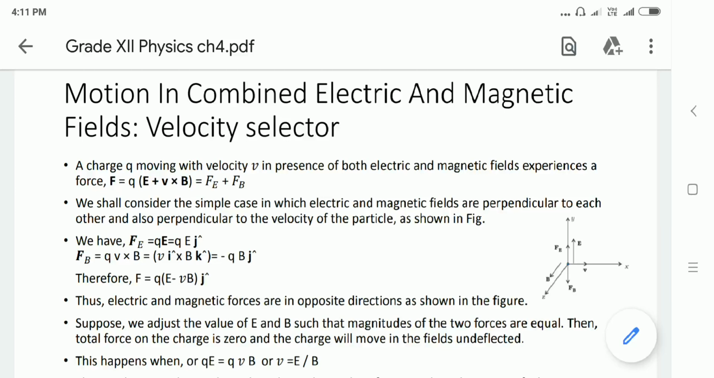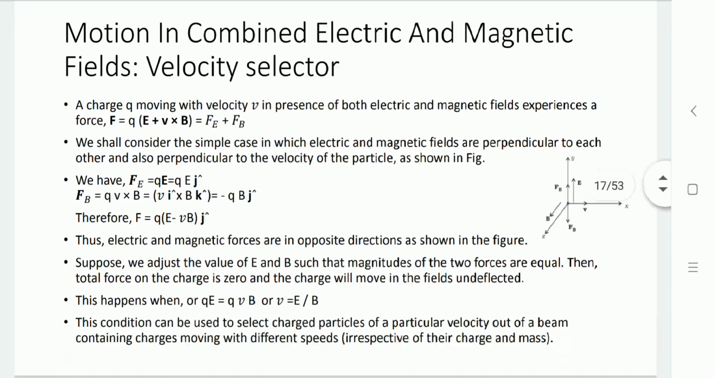So in this case, equating Fe equal to Fb, we get QE equal to QvB. So v equals E by B. So the velocity of the charge equals E by B. This condition is used to select a charged particle of a particular velocity out of a beam containing charges moving with different speeds. This is irrespective of their charge and mass.